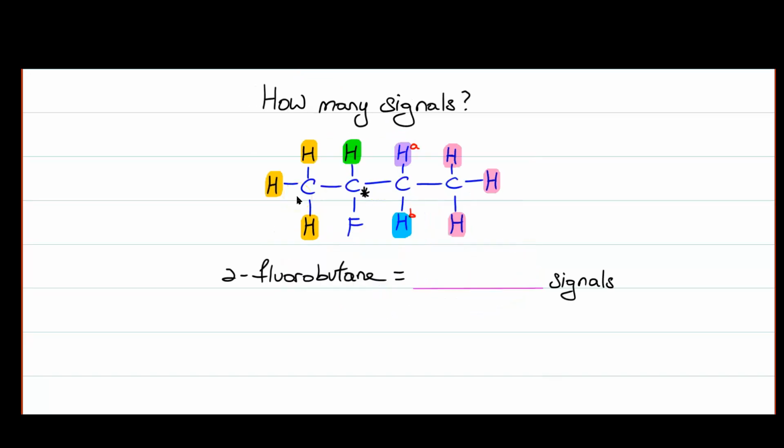Now, let's count carefully. The left CH3 is one environment. The proton on the carbon bearing fluorine is a second. The two CH2 hydrogens are different, so they become the third and fourth environments. The right CH3 is the fifth. So this molecule gives 5 signals.